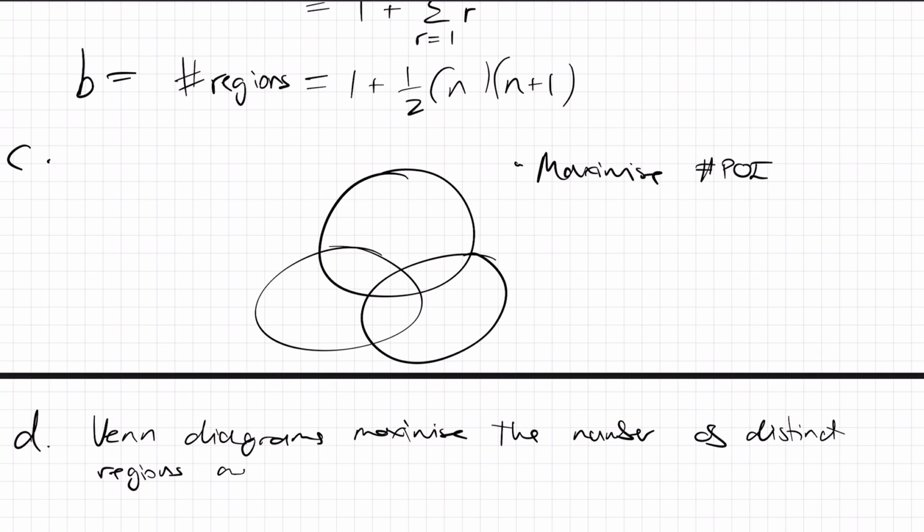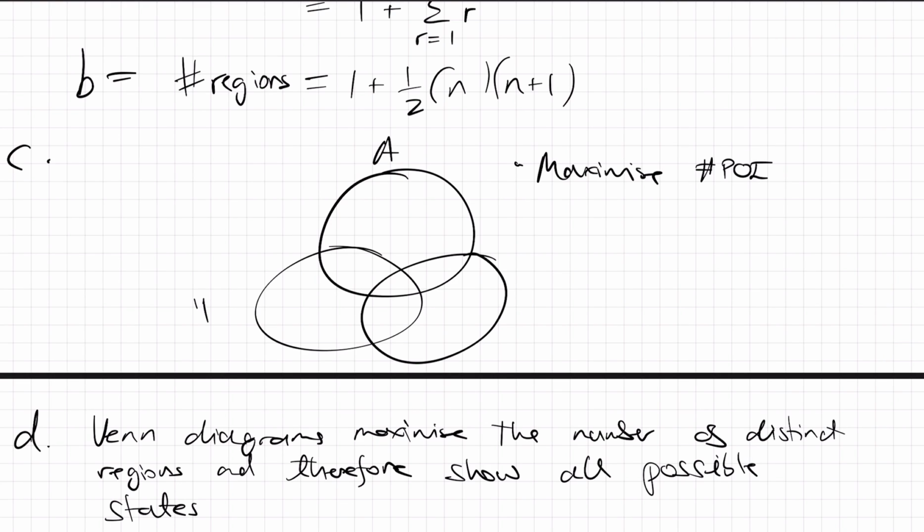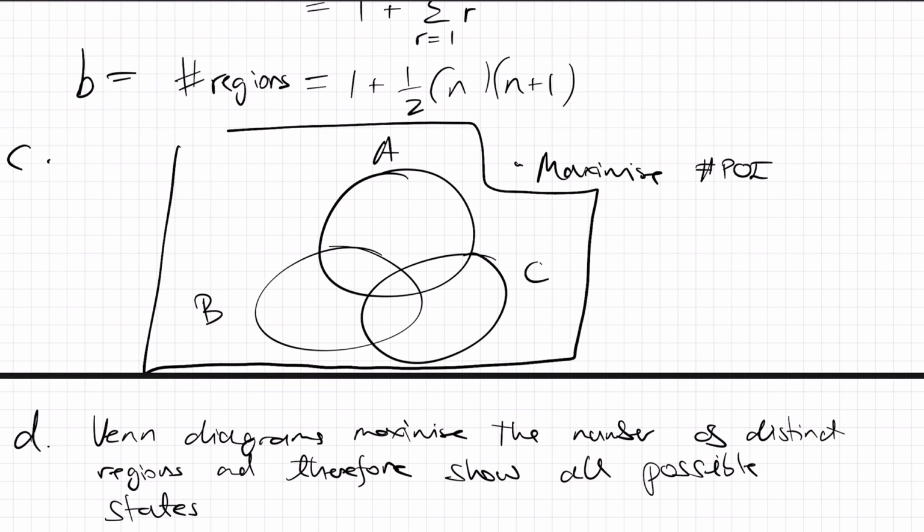and therefore show us all the possibilities. How do I say that? And therefore show all possible states of events. Hopefully that makes sense. So if these were events A, B, and C, since these Venn diagrams actually maximize the number of distinct regions, we end up getting all of the different possible combinations of A, B, and C. To display all possible combinations of events.